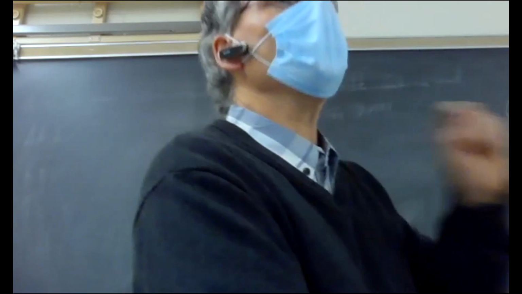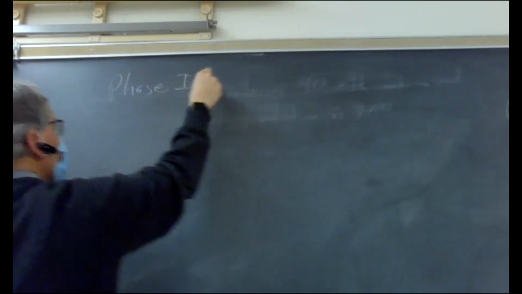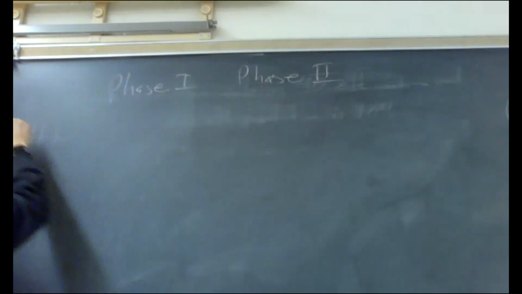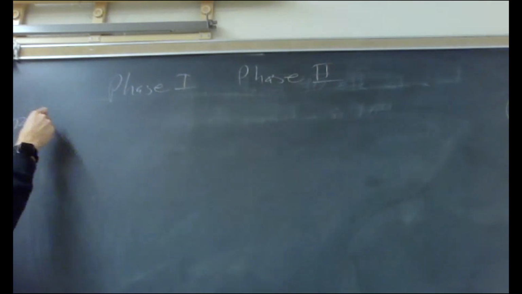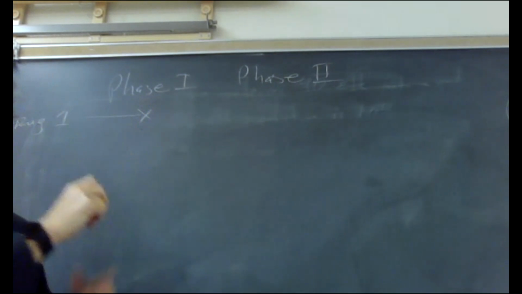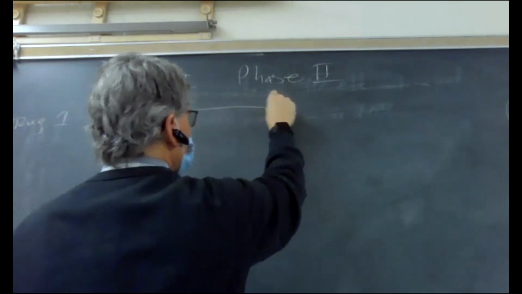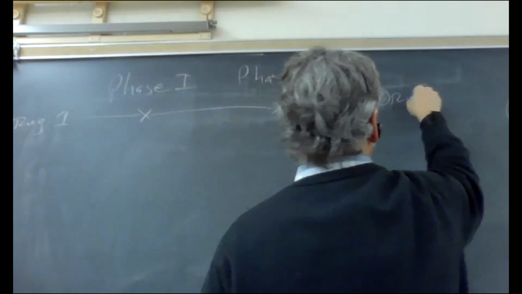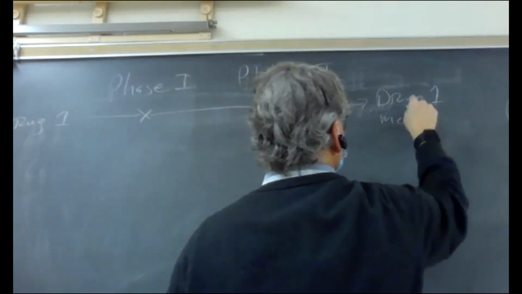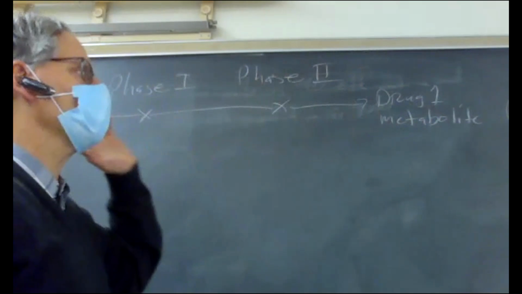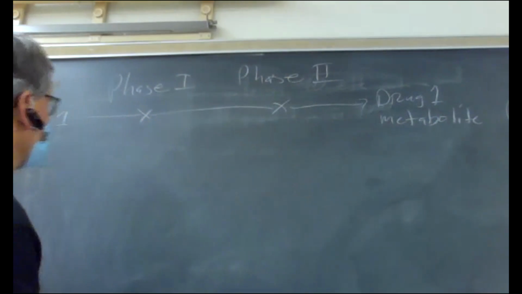Now, let's say this is phase 1 and phase 2. Let's say drug 1. Drug 1 can be subjected to phase 1 modifications and then phase 2 modifications, and then you have a drug 1 metabolite. That happens, and that's a pretty common scenario.